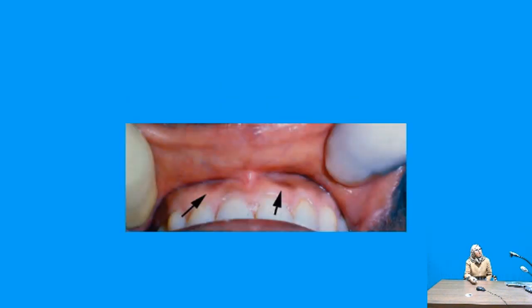The picture shows physiologic pigmentation in the upper gingiva, appearing as an irregular patch of pigment.